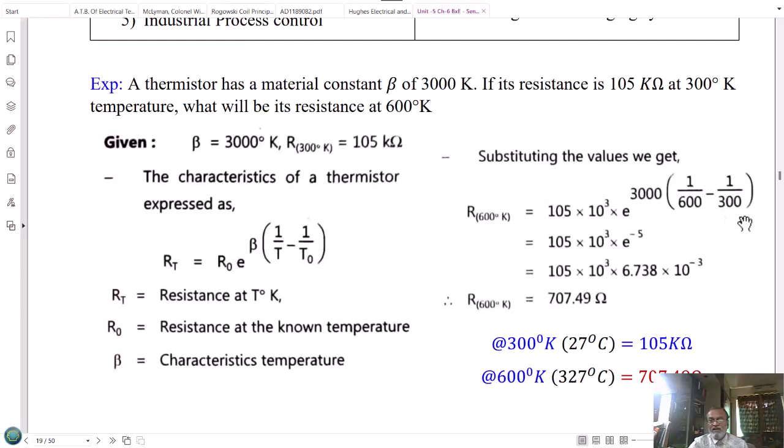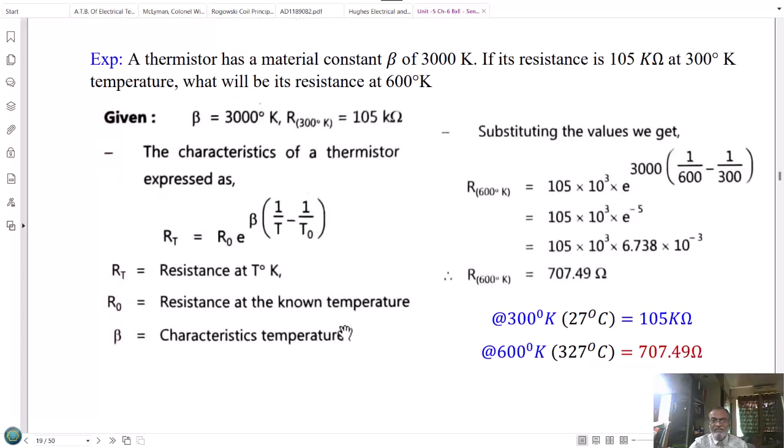And therefore simplify the expression, you will get the resistance at 600 degree Kelvin as 707.49 ohm. So resistance is drastically changed from 105 kilo ohm to 707.49 ohm from 300 degree Kelvin to 600 degree Kelvin. The difference will be 300 degree Kelvin. That is nothing but from 27 degrees centigrade to 327 degrees centigrade.